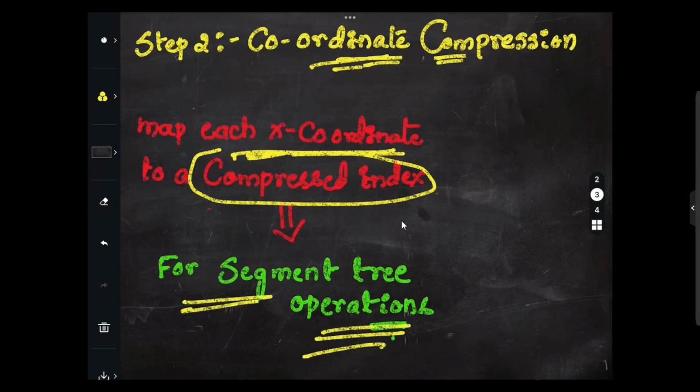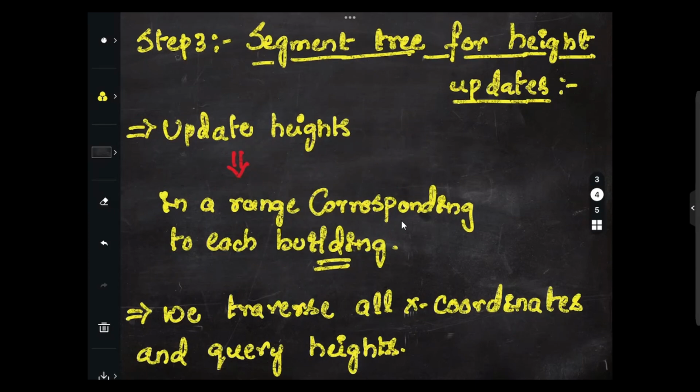When I say segment tree operations, we are going with query as well as update. We have to update at every step, and the update is required for the new height to occur, and we also do a query. Only two functions within the segment tree, right? So we are mapping each x coordinate to the compressed index for the segment tree operations. Let me come to step 3 here.